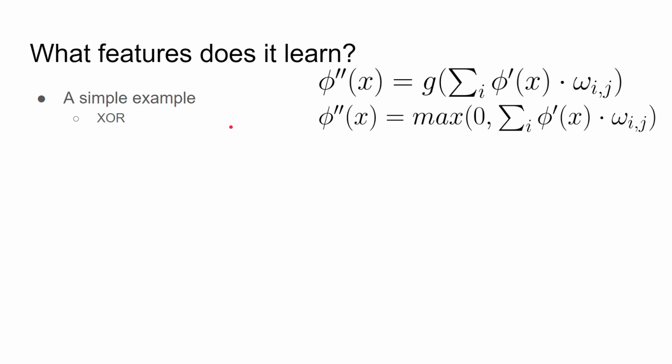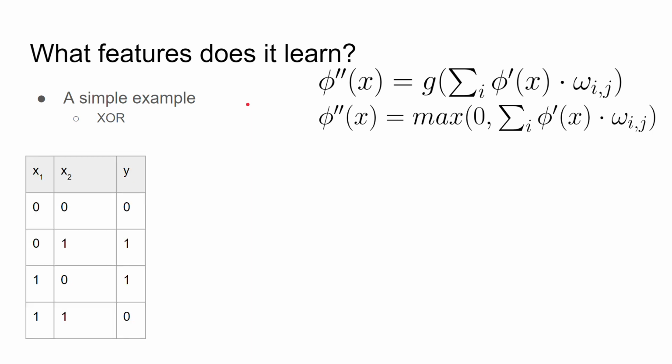Let's see an example of what sorts of features this system might learn. We're going to do an example of the simple XOR task. So here's my training data. I've got 2 inputs and 1 output. If my inputs are 0 and 0, my output should be 0. If my input is 0 and 1, my output should be a 1. If my input's a 1 and a 0, my output should be a 1. And if it's a 1 and a 1, then my output should be 0.